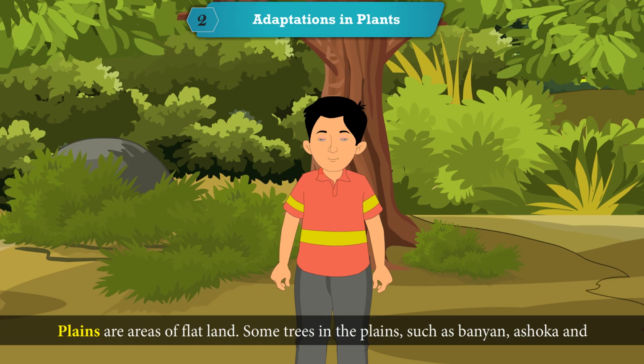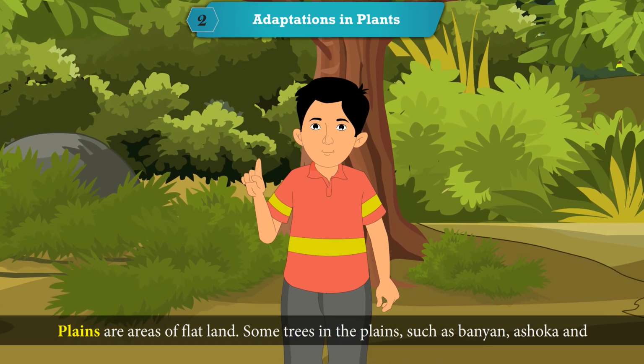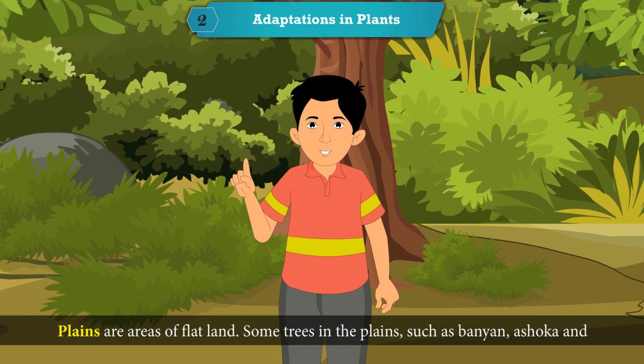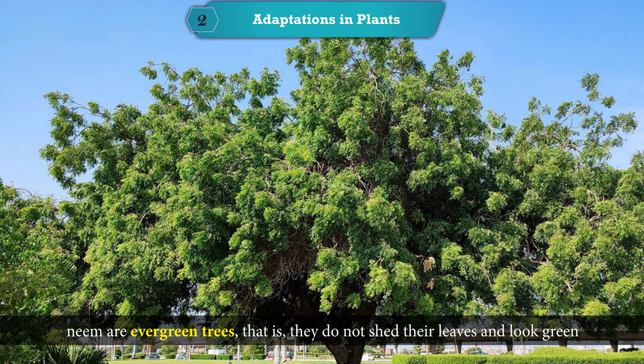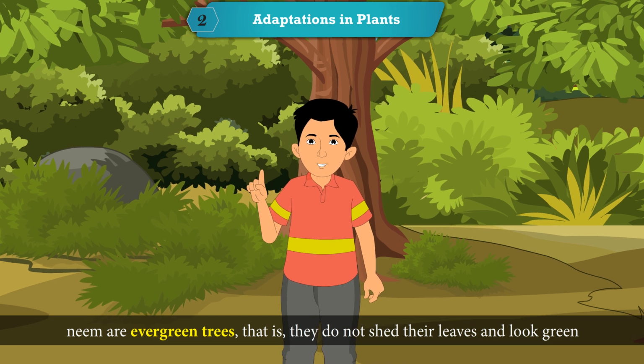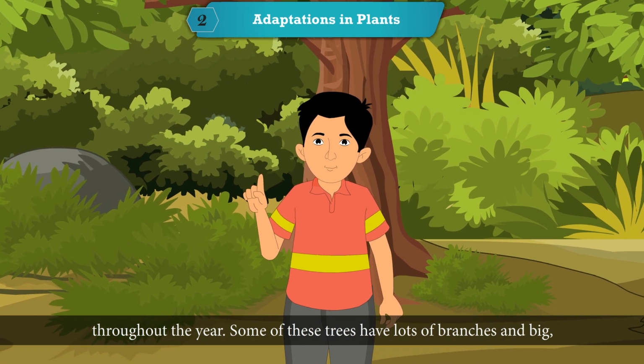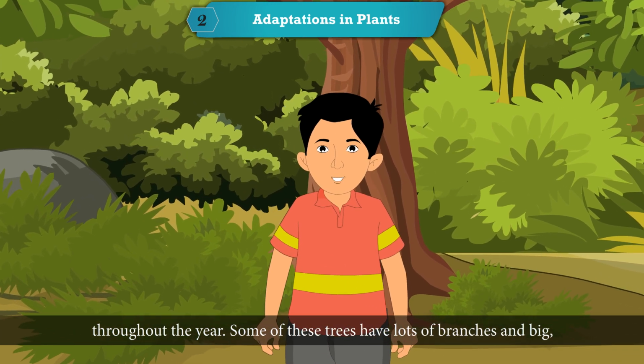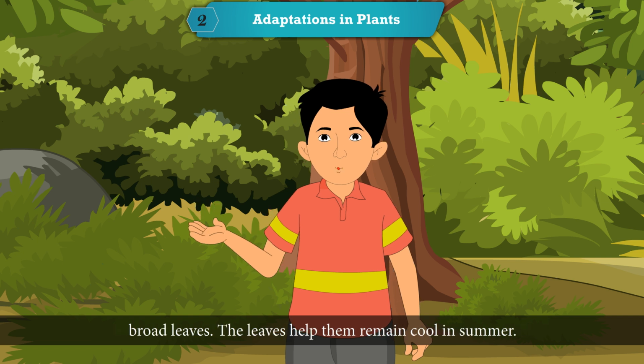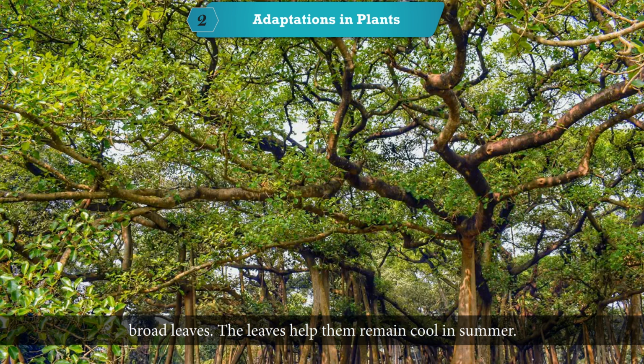Plains. Plains are areas of flat land. Some trees in the plains, such as banyan, ashoka, and neem, are evergreen trees. That is, they do not shed their leaves and look green throughout the year. Some of these trees have lots of branches and big, broad leaves. The leaves help them remain cool in summer.